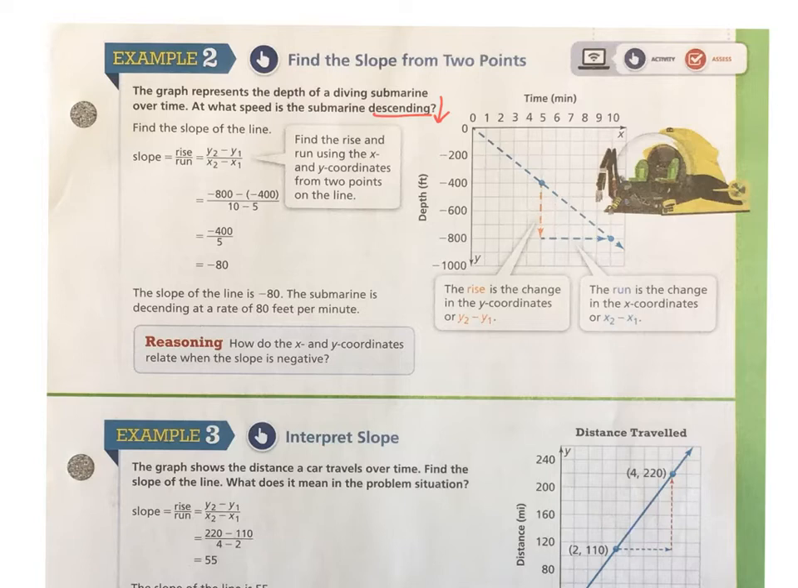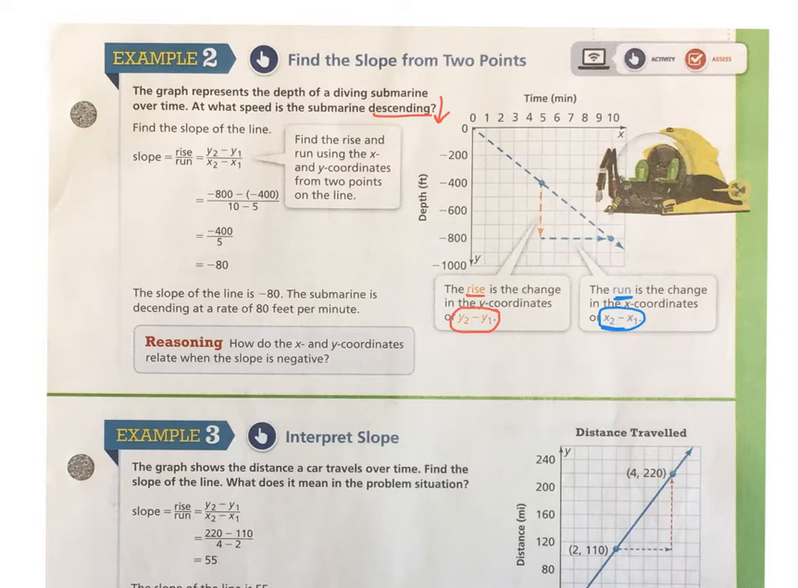Okay, the slope can be found by using 2 values. One is called the rise, and the other value is called the run. The rise is what we use to describe the change in the depth. So that is always going to be the difference of your y values or your y coordinates. The run is what we use to describe the change over the course of time in this problem, and that would be the difference in your x coordinates.